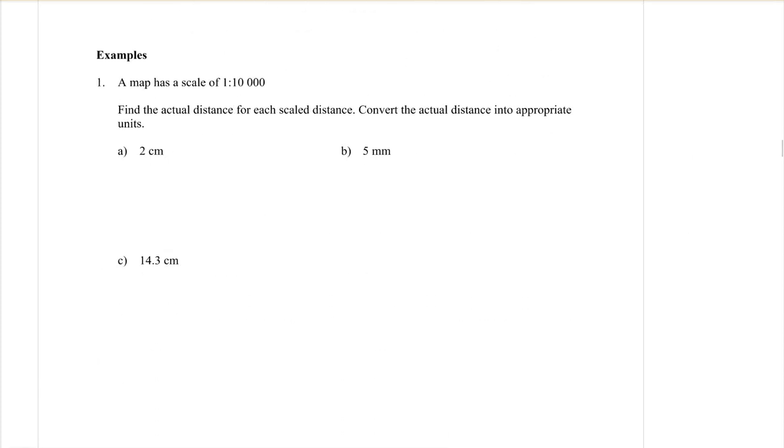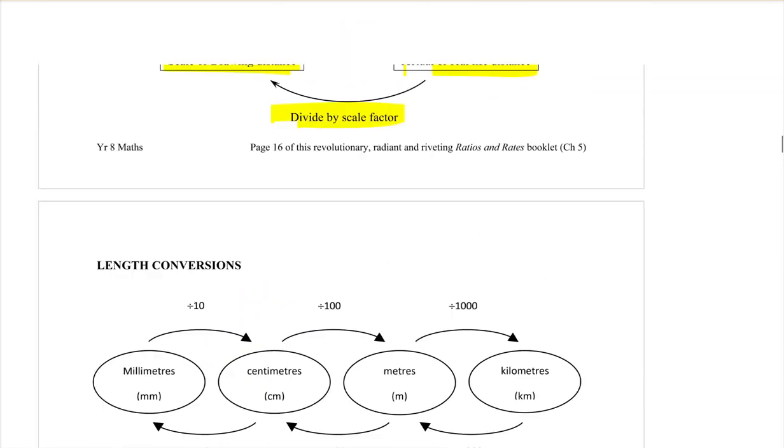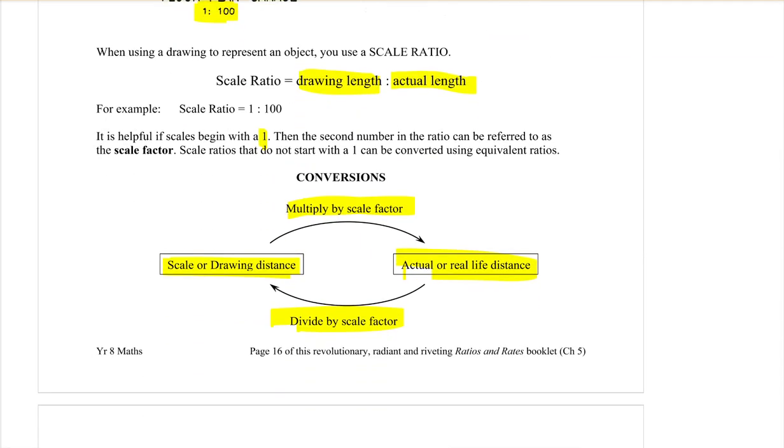Okay, question 1. Find the actual distance for each of the following scale distances. Convert the actual distance into an appropriate unit. So the scale that we've been given on a map is 1 to 10,000. 1 something on the map is 10,000 in real life. So back to this diagram, if I have the map measurement, the scale measurement, and I want to get to the real life one, I have to go this way and I have to multiply by the scale factor.